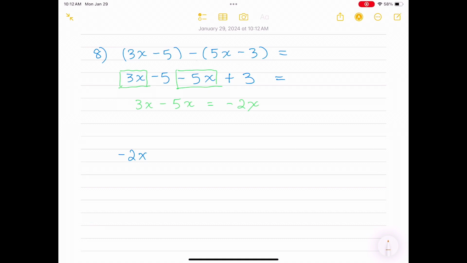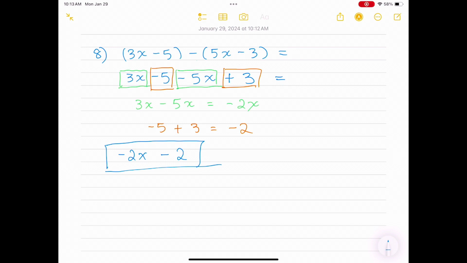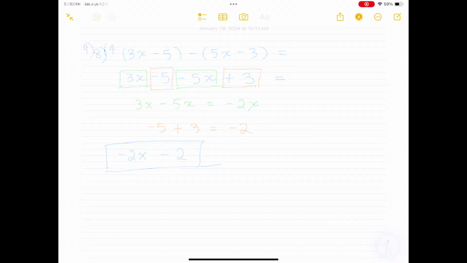Next, we need to gather the constants, minus 5 plus 3, which simplifies to negative 2. And we copy down negative 2 to continue the problem, and we end up with the simplified expression minus 2x minus 2, and box our answer.